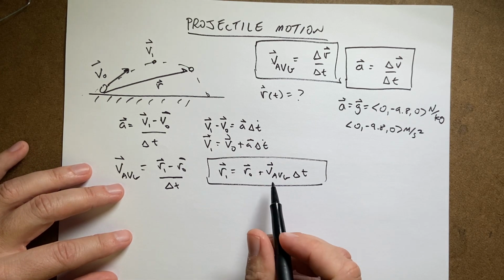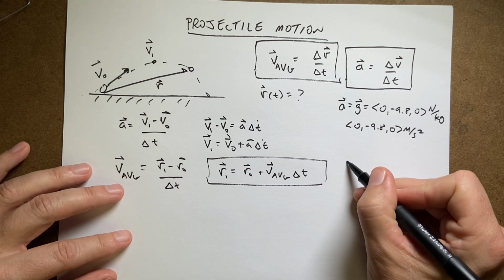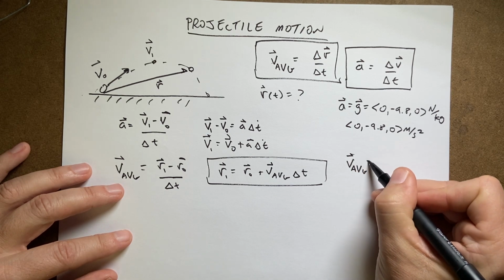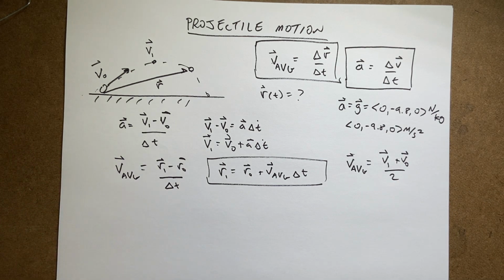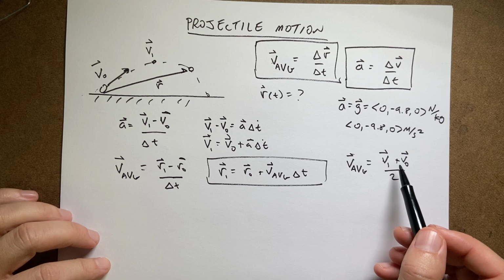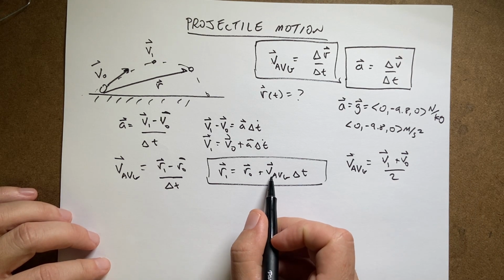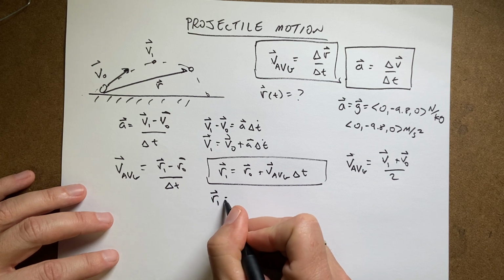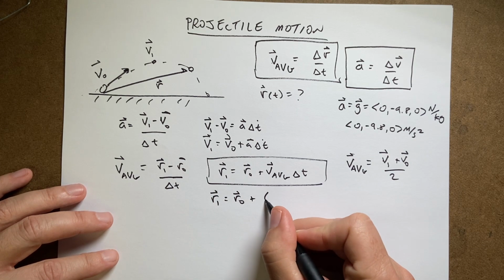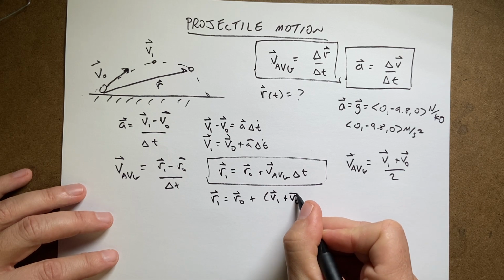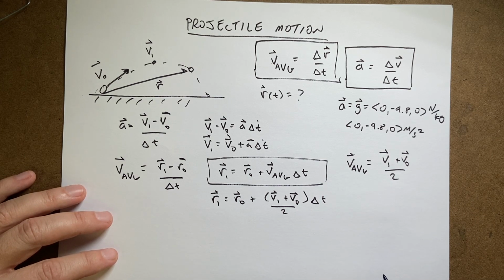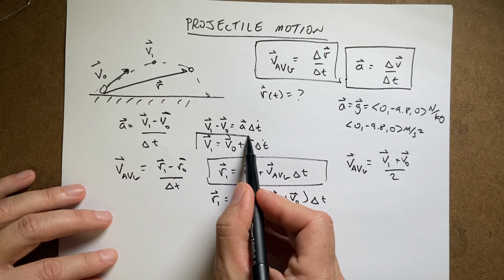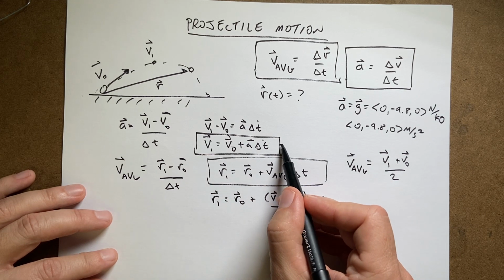Now, but I don't know the average velocity. But I can write average velocity, v average, is equal to v1 plus v0 over 2. I can literally just average them. Because the acceleration is constant, I can just add the final and the initial and divide by 2. So I'm going to put that in right here. So I get r1 equals r0 plus v1 plus v0 over 2 delta t.